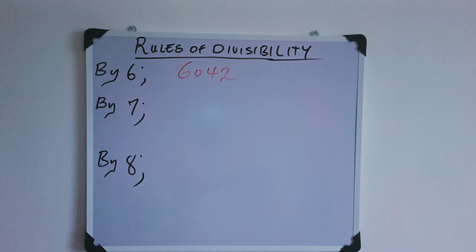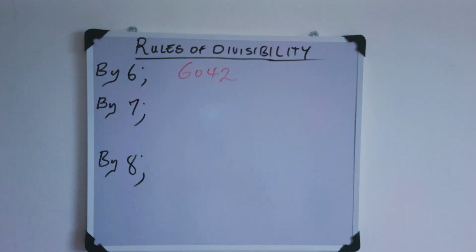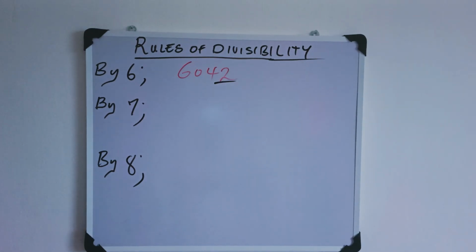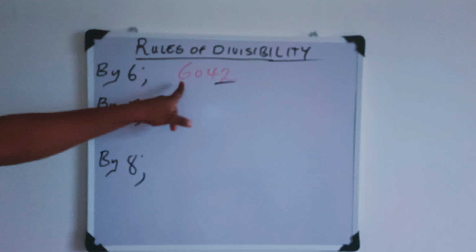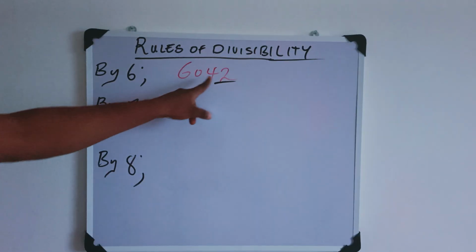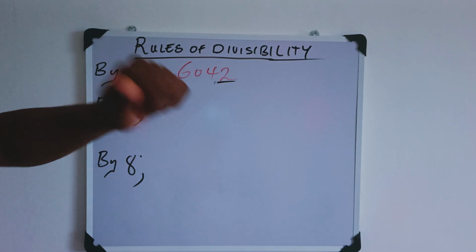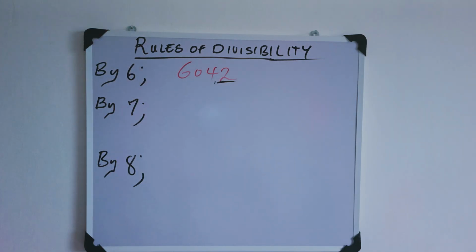6042. The last digit is 2, which is an even number, of course, right? And the sum of its digits should be divisible by 3. Now let's add up the figures here: 6 plus 0 plus 4 is 10, plus 2 is 12. So 12 is divisible by 3, right? So that means 6 can divide 6042.